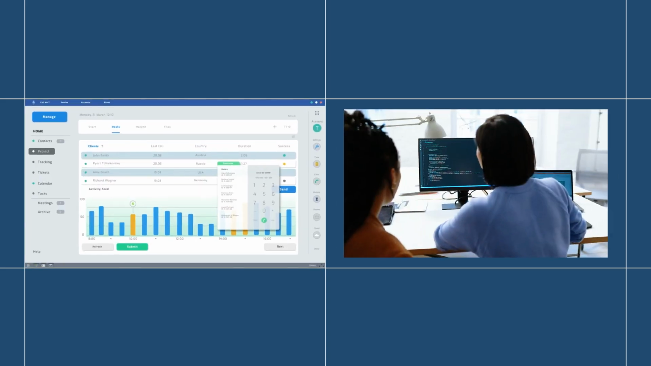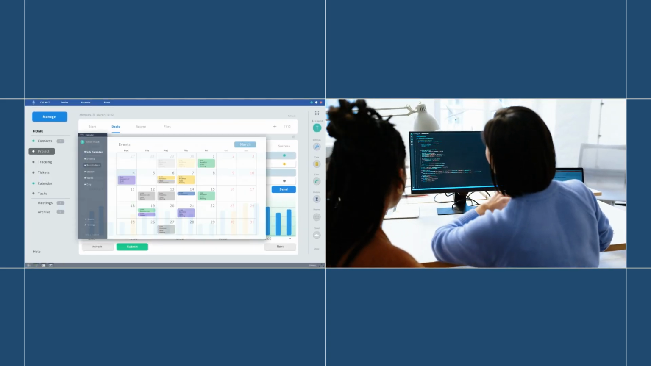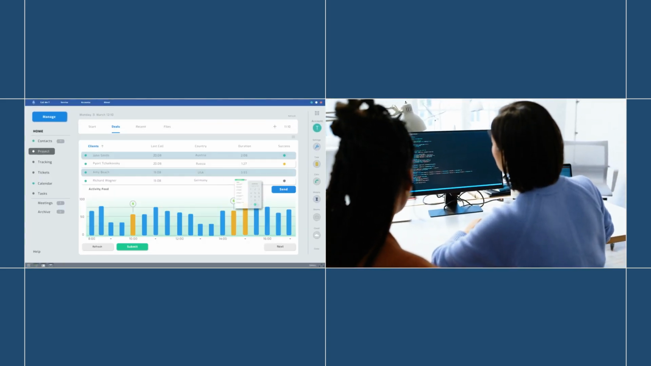Let's look at a real-world example: implementing a new CRM system in an IT company. We will identify key parties and analyze their influence and interest to plan engagement strategies.